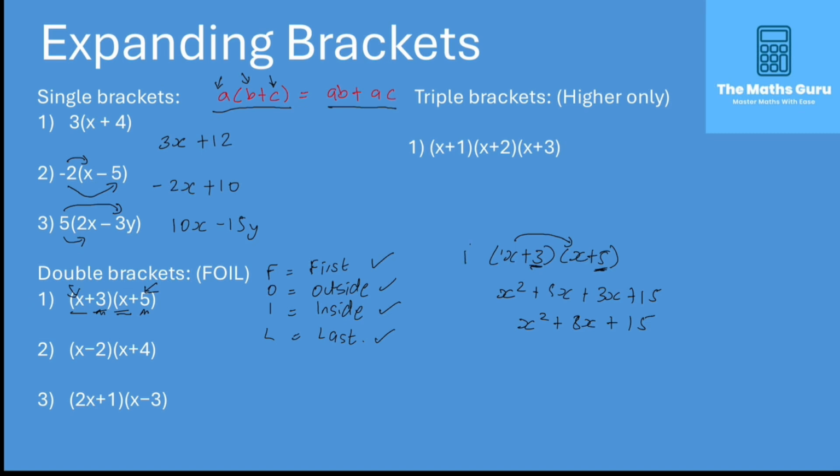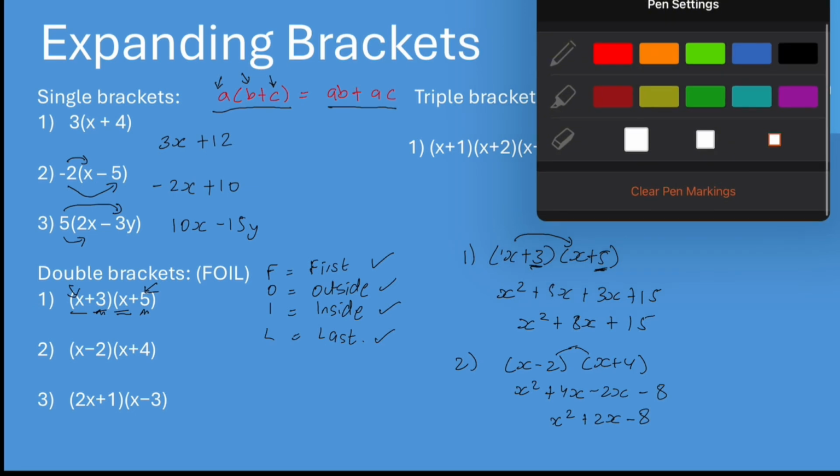Looking at the second one, we get x minus 2, x plus 4. We look at the first ones again. x times x is x squared. Outside ones, x times 4 is plus 4x. Inside ones is minus 2 and x, so we get minus 2x. Then minus 2 times 4 is minus 8. That's our last terms in the bracket. And this goes to x squared plus 2x minus 8. Okay, let me just make some space.